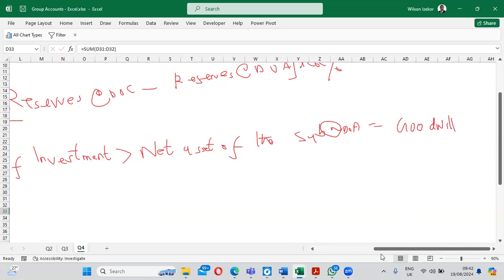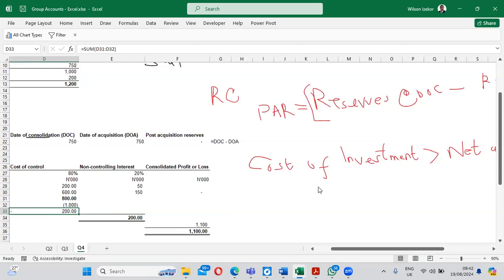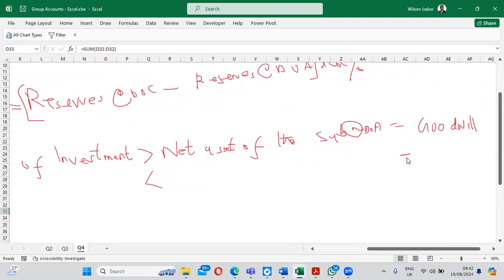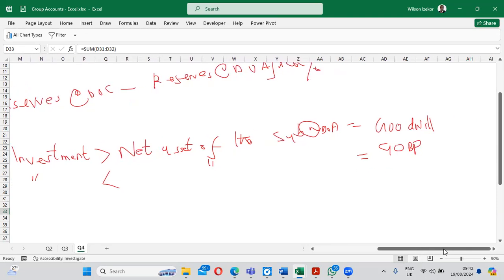So that's what you are going to get. Now, if the cost of investment is less than the net assets at the date of acquisition, the same thing here, what you will have is a gain on bargain purchase. Okay, so we are going to see more examples on goodwill and gain on bargain purchase later.